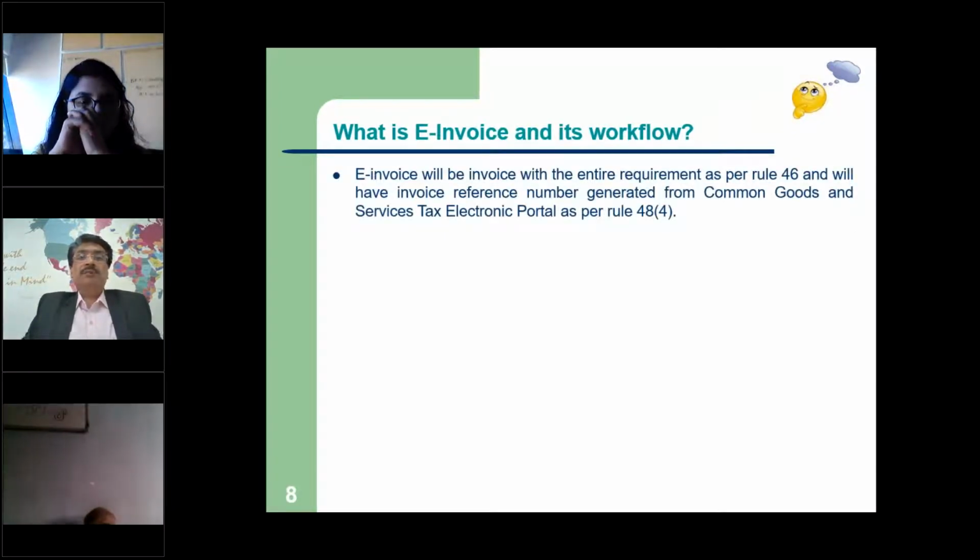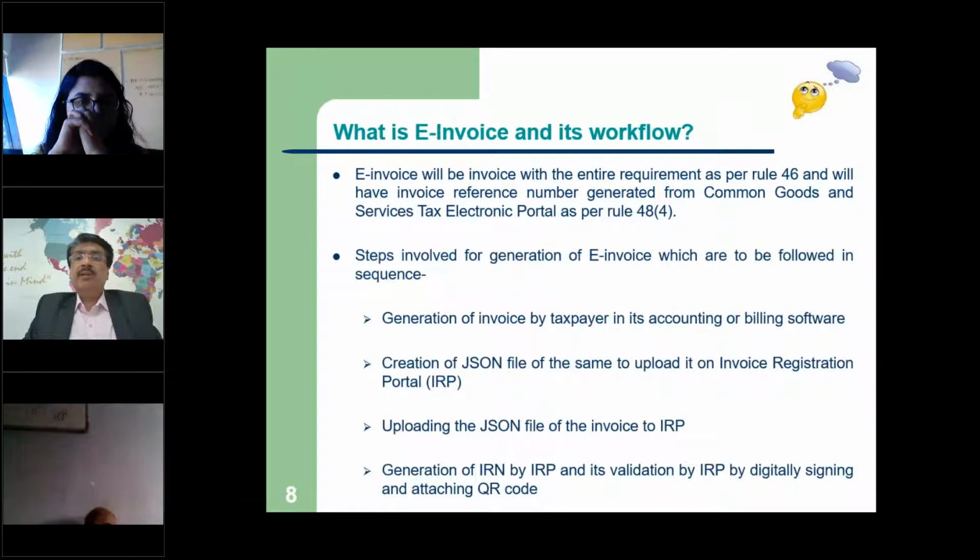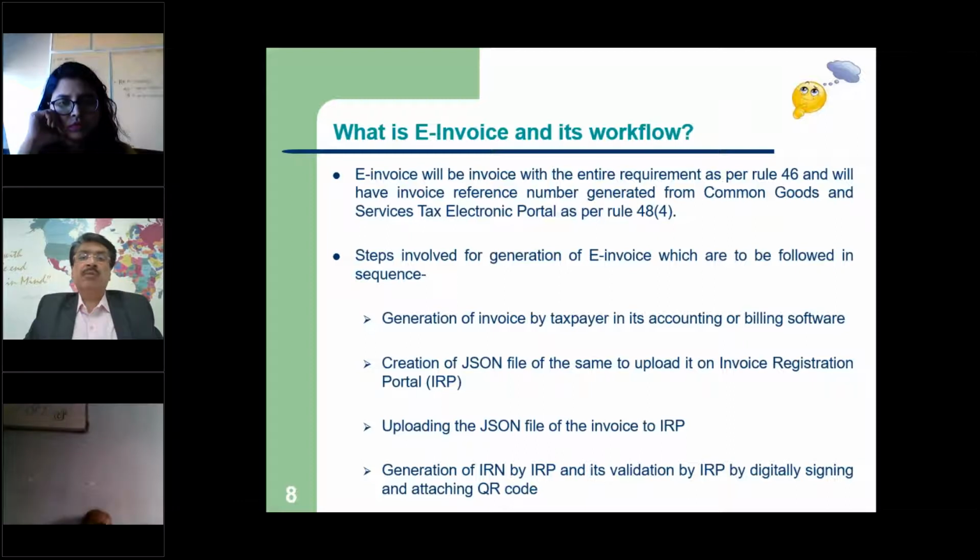The e-invoice will be the invoice with the entire requirement as per Rule 46, and will have the invoice reference number generated from the Common Goods and Services Tax electronic portal. It means that the normal invoice which is prepared by the dealer, all the information and details of that would be there. In addition to that, the IRN number which will be generated through the invoice registration portal will also have to be mentioned on the normal invoice of the dealer.